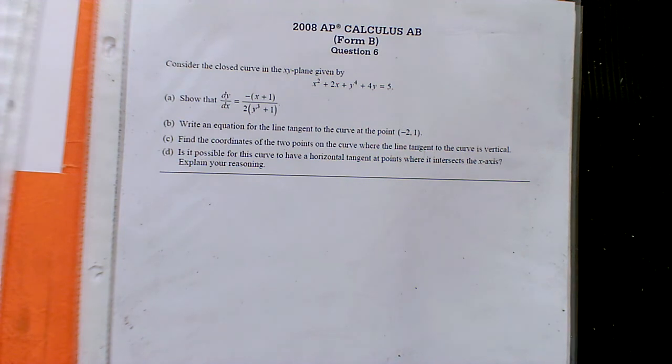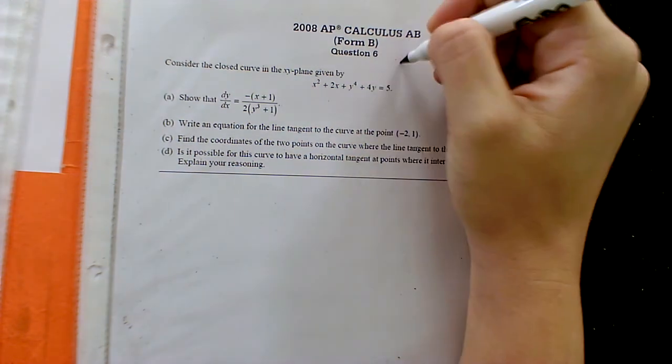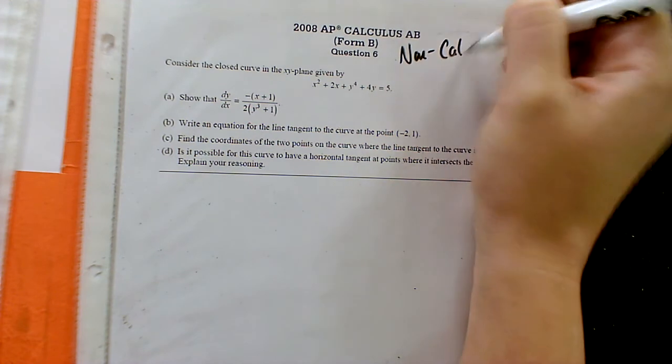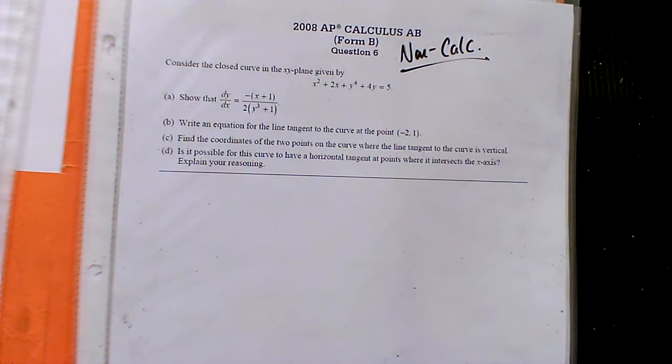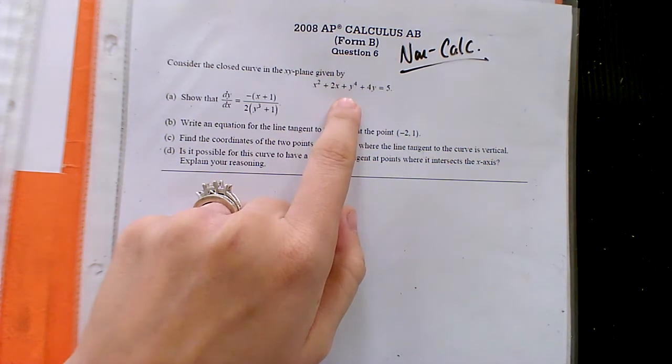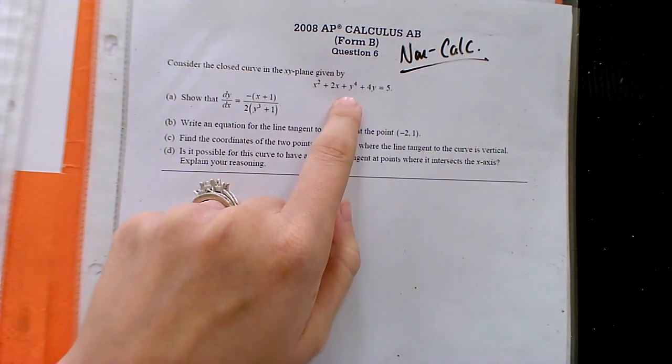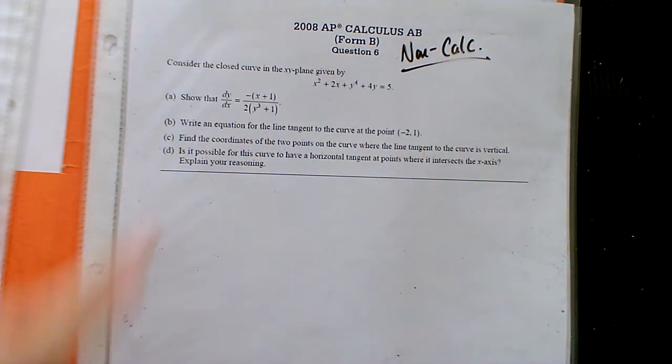Okay, so take a look at what we have here. This is, by the way, a non-calculator question, so we should be able to do all of this without utilizing our calculator. So consider the closed curve. We have no idea what this looks like. It might be a circle, probably not, but it's some closed figure.